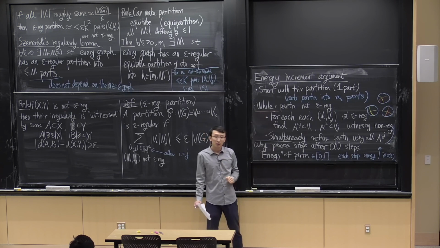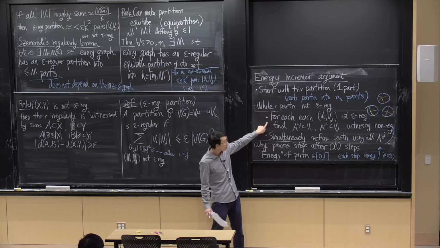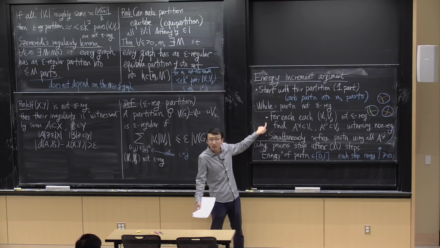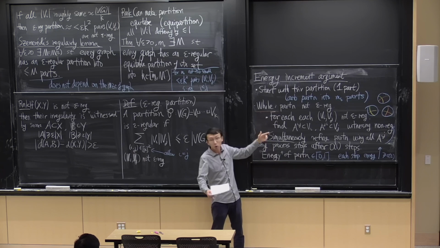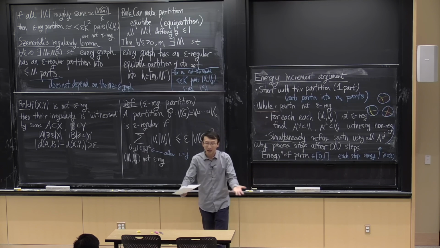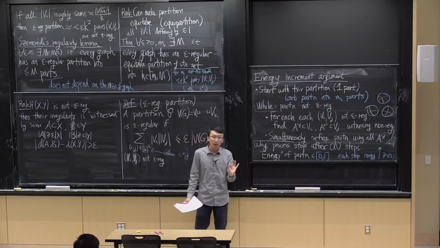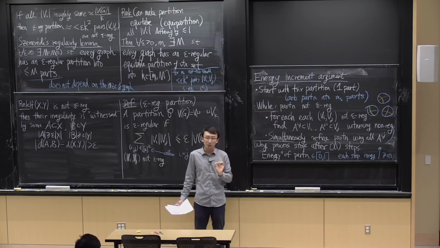Yes? Do you just find one pair of witnessing sets for each V_i, V_j, and then there might be more? The question is, do we find just one pair of witnessing sets, even though there could be more? The answer is yes. We just need to find one. There could be lots. If it's not epsilon regular, it might be very not epsilon regular. And in fact, being a witnessing set is a fairly robust notion. If you just take out a small number of vertices, it's still a witnessing set. Okay. Any more questions? Great, so let's take a quick break, and then we'll see the proof.